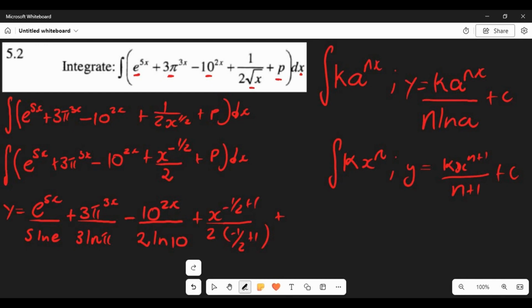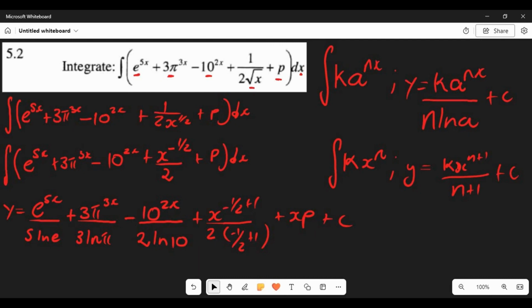So let's look at the last term here, which is p. Since p doesn't have x, I did mention this also when I introduced the power rule. You just multiply by the variable that we are integrating with respect to. You're just going to say x multiplied by p. So the final answer must always have c, because we are doing an indefinite integral.